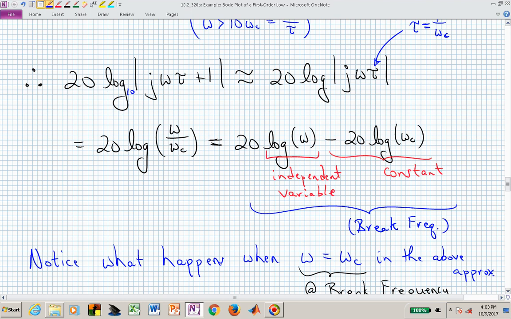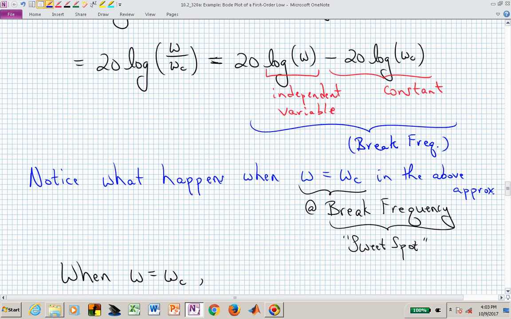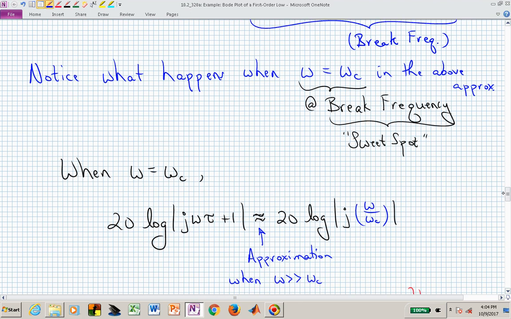That's going to equal 0. So what happens when we are right at the break frequency? We're right at the sweet spot. And when omega is equal to omega sub c, we have 20 log of j omega tau plus 1. Again, this is at this intermediate point between the low value, Goldilocks, and the high value.